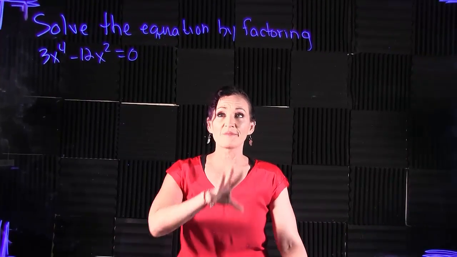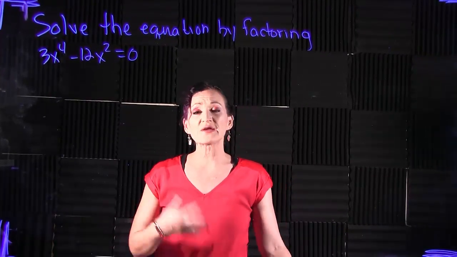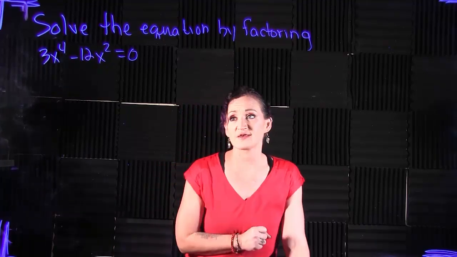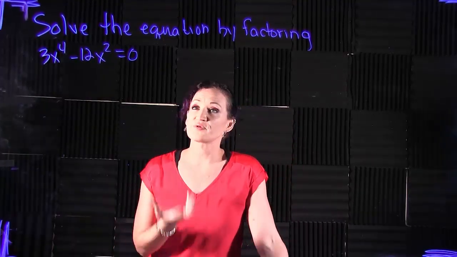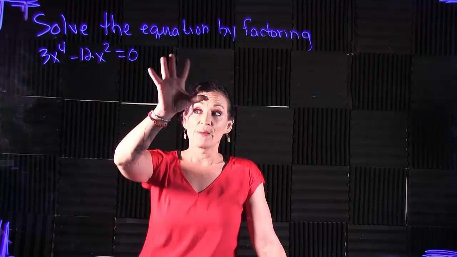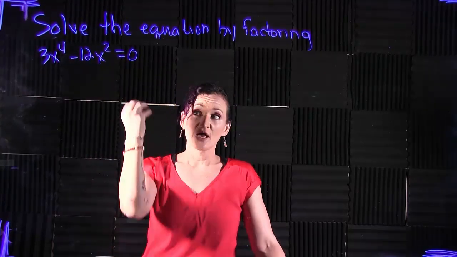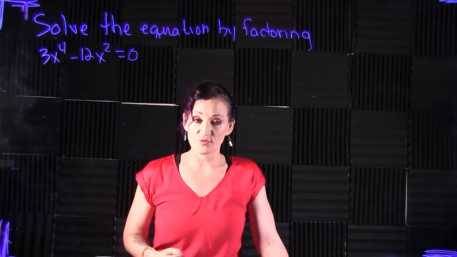Let's solve the following problem by factoring. So here we're given a polynomial equation that we're expected to factor. Treat this almost pretty much like it's a quadratic equation. Make sure that all your terms are on one side, that it's set equal to 0, and factor the problem.